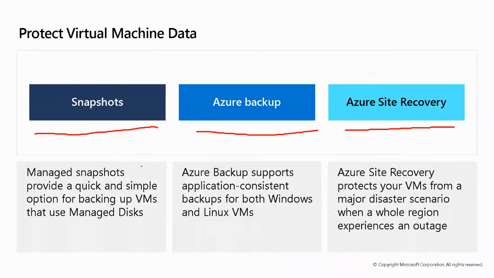The difference is that while the snapshots provide you with a quick and simple option for backing up, the Azure Backup supports application consistent backups for both Windows and Linux VMs. So in the backup, I can do Linux, right? In the service vault, I cannot do Linux, only in the backup, okay?